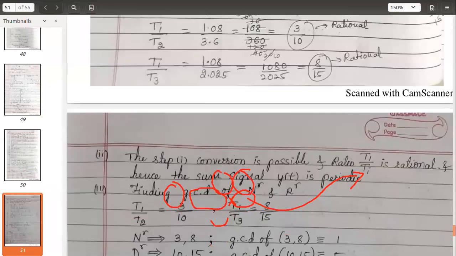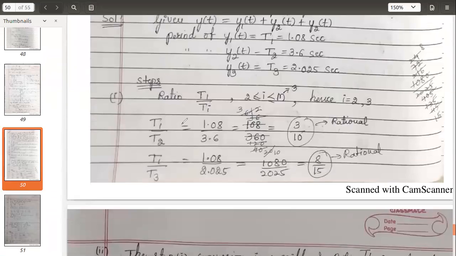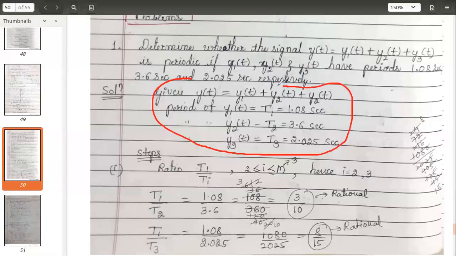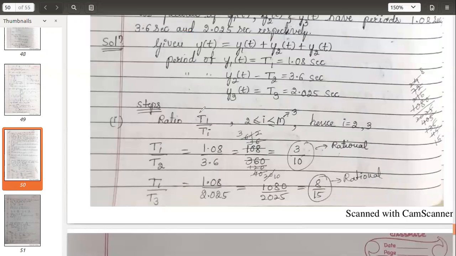Let me just repeat the steps briefly. What we did: first step, very first thing, list the given data and denote all the time periods given as T1, T2 and T3. Then take the ratio of T1 by Ti. Since there are three signals, i is 2 and 3. So 2 ratios will be there, T1 by T2 and T1 by T3. You have to check whether you get these as rational or not. If you get rational, continue all 5 steps. If you don't get rational, stop here. So in this problem, we have got both rational.